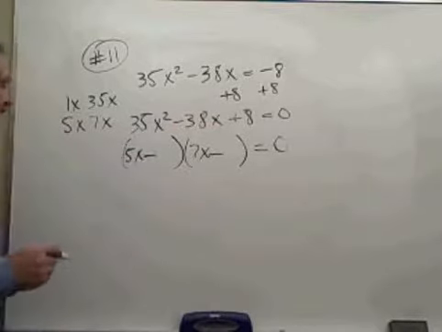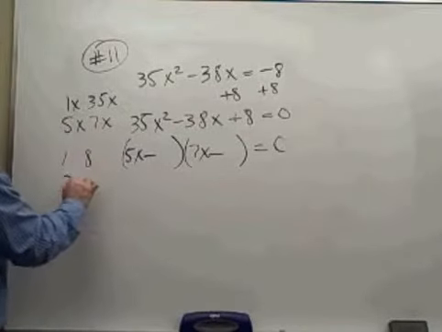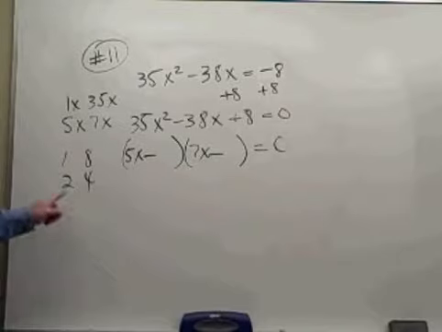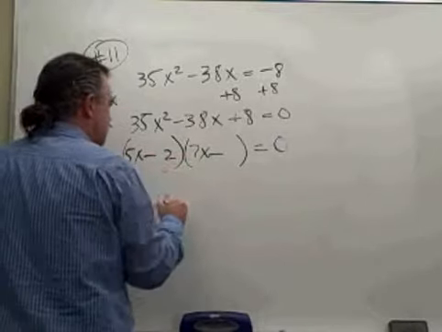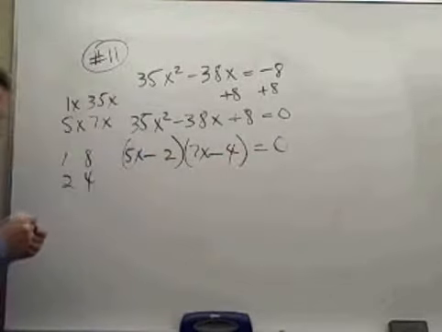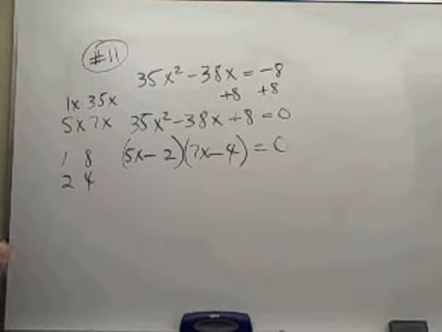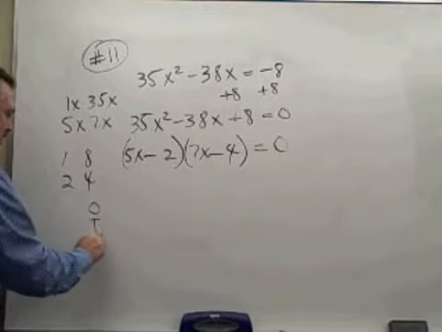Now, how can we make an 8? That's 1 times 8 or 2 times 4, right? Let's try the 2 and the 4. So let's put a 2 there, let's put a 4 there, and we'll see what happens. It has to work under the O and the I of FOIL.